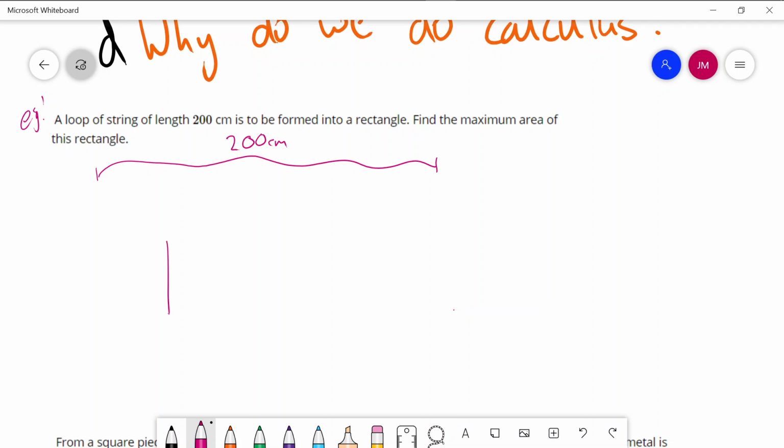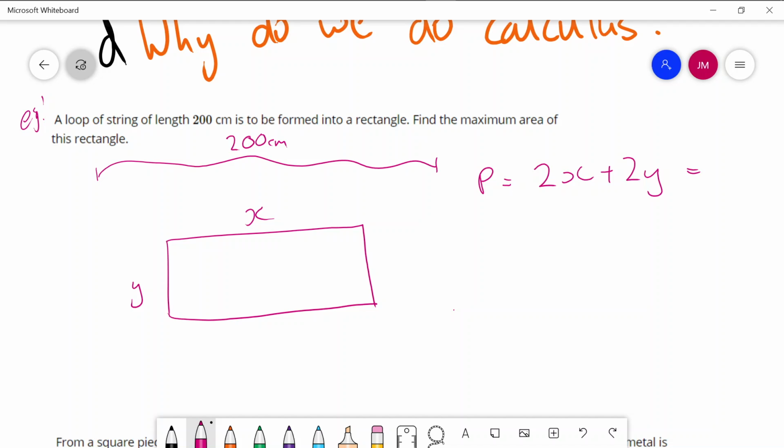And when we form a rectangle, we're going to have different measurements. So if we look at this, we'd have x and y. And so, for this one, we can say the perimeter would be 2 lots of the length, so 2 lots of x, plus 2 lots of the width, 2y, which equals 200 centimeters.